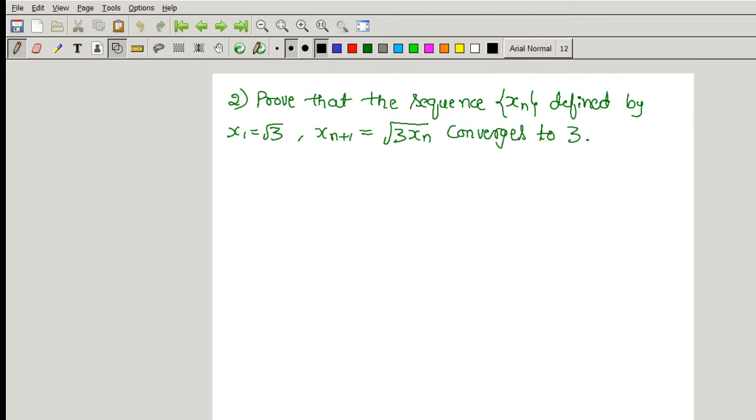That is, prove the sequence xn defined by first term root 3 and generally the nth term defined by root of 3 into xn converges to 3. Given x1 is root 3. First, I am checking about monotonicity, monotonically increasing.